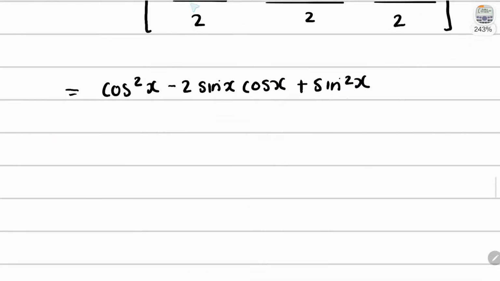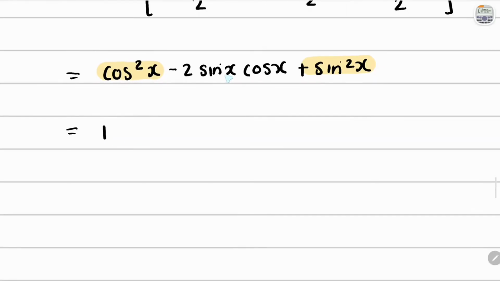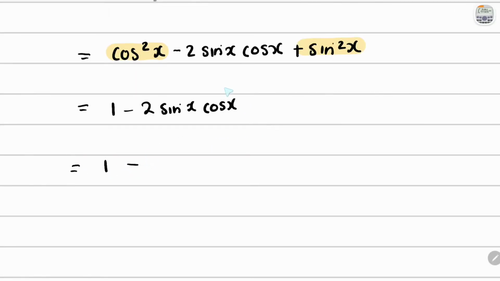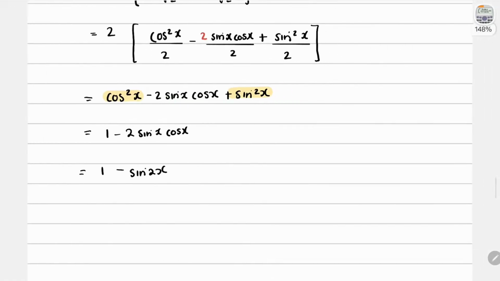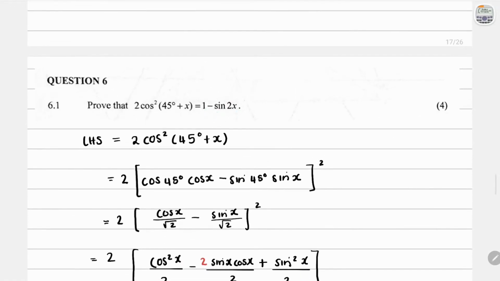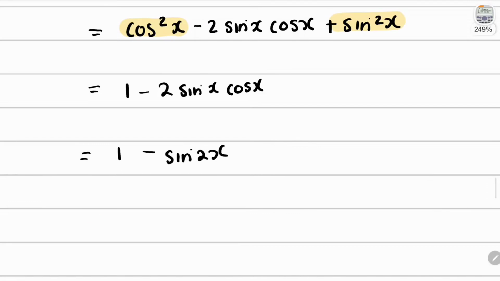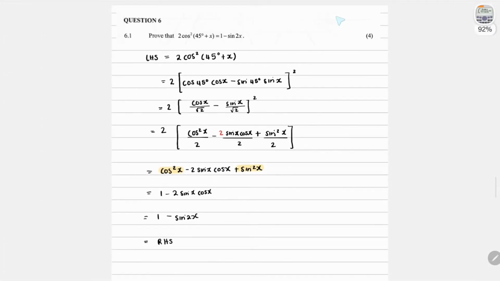Okay, and now we have identities. Sine squared x plus cos squared x, because this is positive. When they get added together, they become 1. And then you still have this minus 2 sine x cos x. So this is just 1 minus, and this is a double angle expansion for sine 2x. Okay, so you see 1 minus sine 2x, and that's what we have on the right hand side. So we can say it is equal to the right hand side. Moving on to the next question.